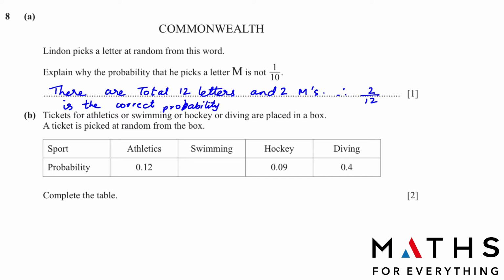Moving on to the next part, B. Tickets for athletics or swimming or hockey or driving are placed in a box. A ticket is picked at random from the box. Complete the table. The probability of everything is equal to 1. So the probability of this total should be equal to 1. We don't know swimming, so it will be 1 minus the sum of the other 3 probabilities. And this will give us 0.39.